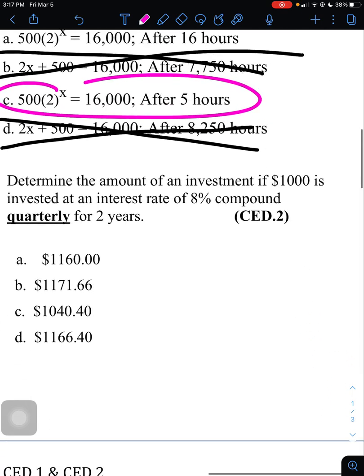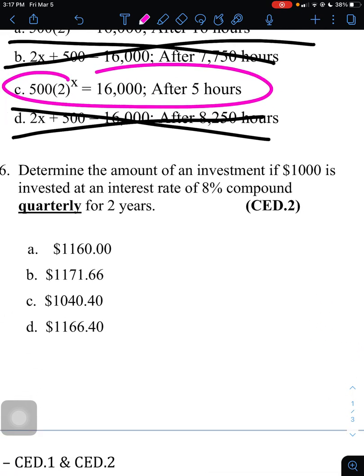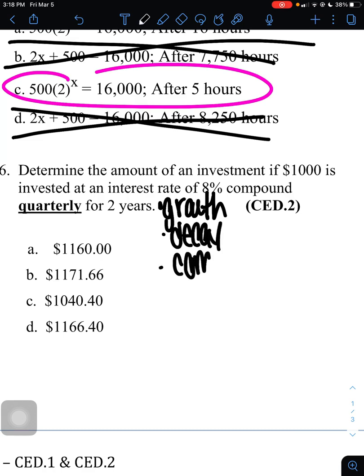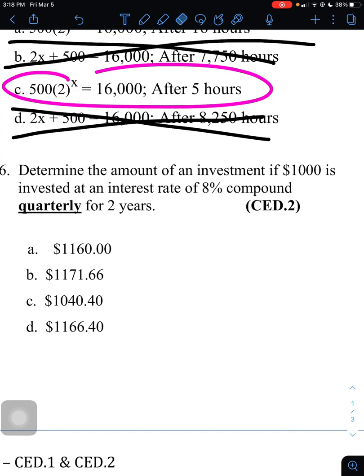Let's look at 6. Number 6 says determine the amount of an investment if $1,000 is invested at an interest rate of 8% compounded quarterly for 2 years. Now, on the front of that study guide, we have 3 different formulas. We said we can use our growth formula, decay, and then we also have that compound interest formula. Which equation do you guys think that we need to use for this one? Growth, decay, or compound interest? Hopefully the crowd is screaming compound interest out there.